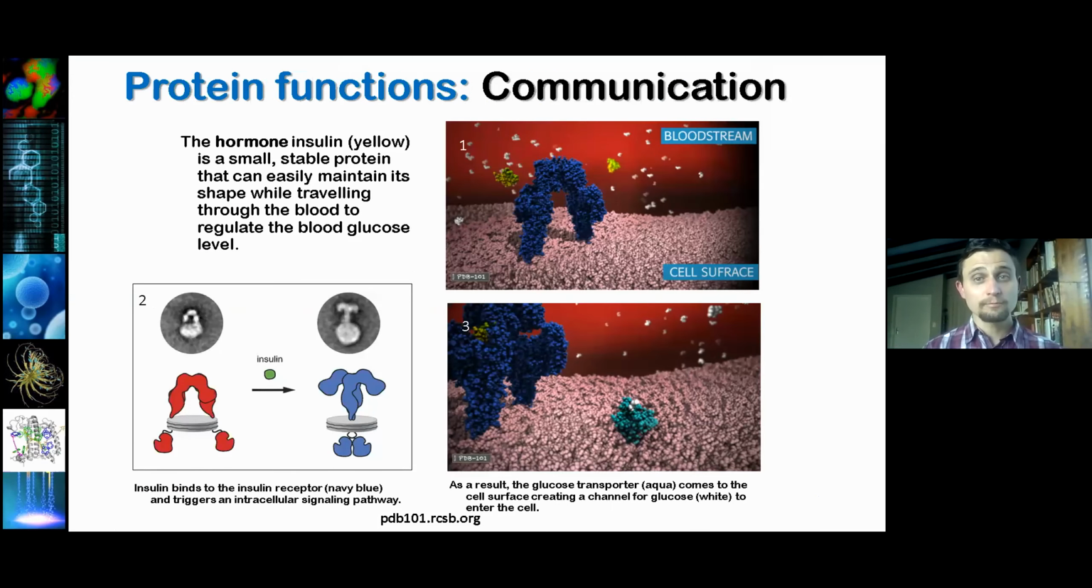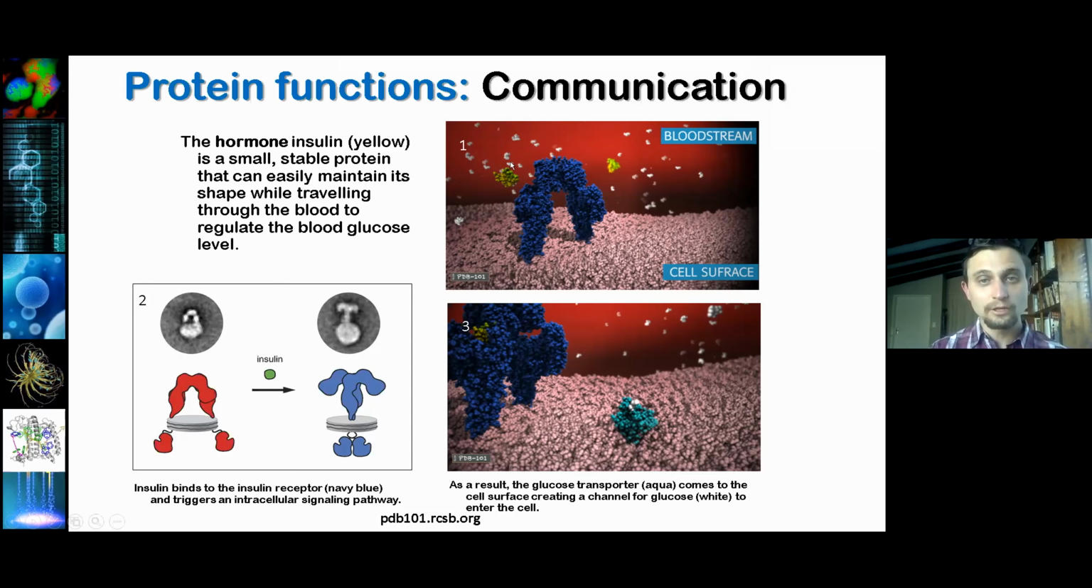Here is a pretty marvelous protein. Well, actually, different proteins that are involved here. So this yellow protein there is called insulin. And you may know that insulin is very important in your blood because it regulates the amount of glucose in your blood. And how this is regulated is through a complex chain of events.